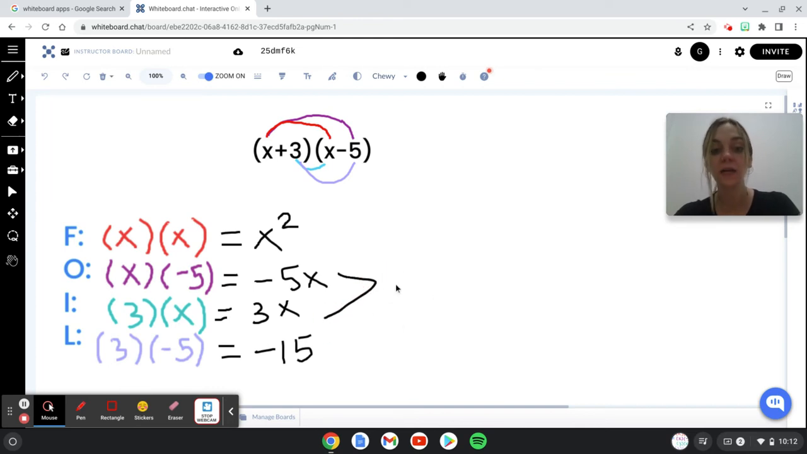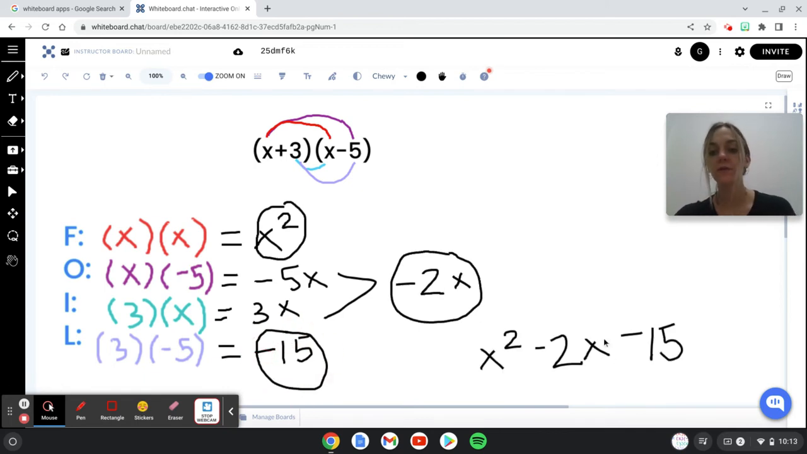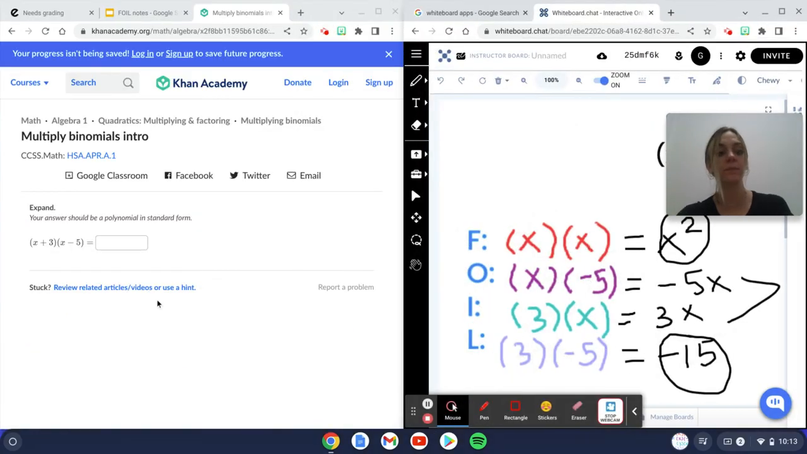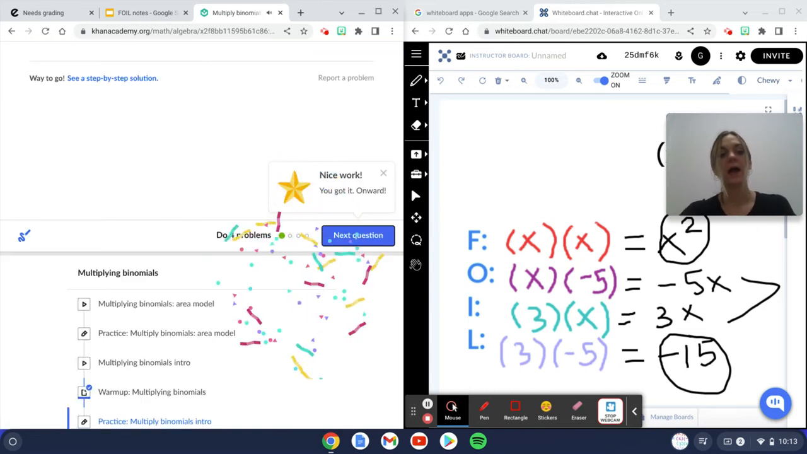Now I'm going to put this all together, but before I do that, I know that -5x plus 3x just gives me -2x. And then I'm going to do x squared minus 2x minus 15 and put it all together. So once you have your final FOILed expression, we're going to put that into con and then keep going.